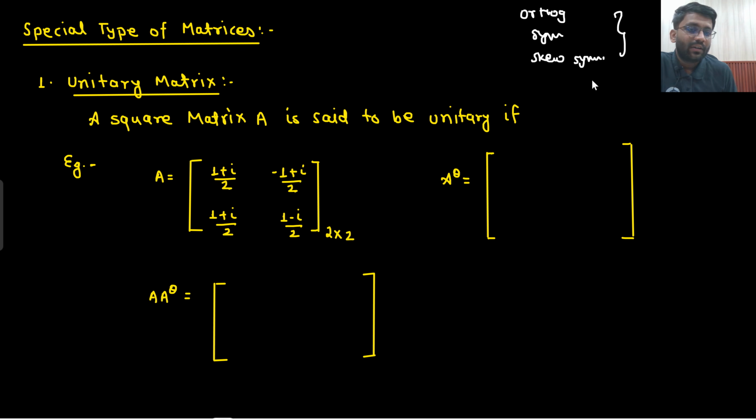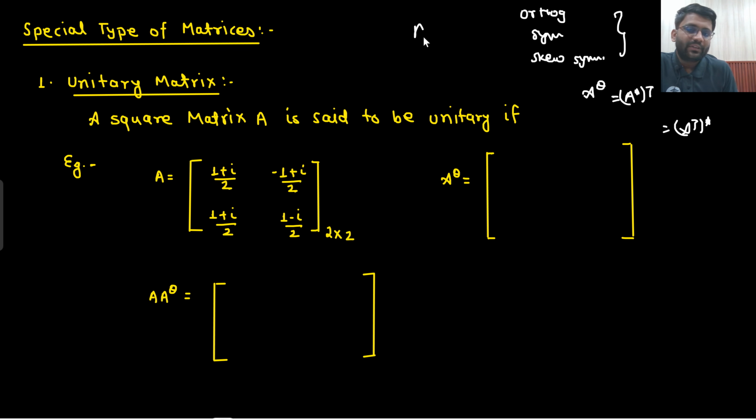Then we studied about transposed conjugate, or we call it tranjugate. What was tranjugate? A theta, right? What is the meaning of that? First you take the transpose, then you take the conjugate, or first you take the conjugate, then you take the transpose. Conjugate, transpose, or transpose, conjugate, both are the same thing. So this is what we studied in the last lecture. This is known as tranjugate.